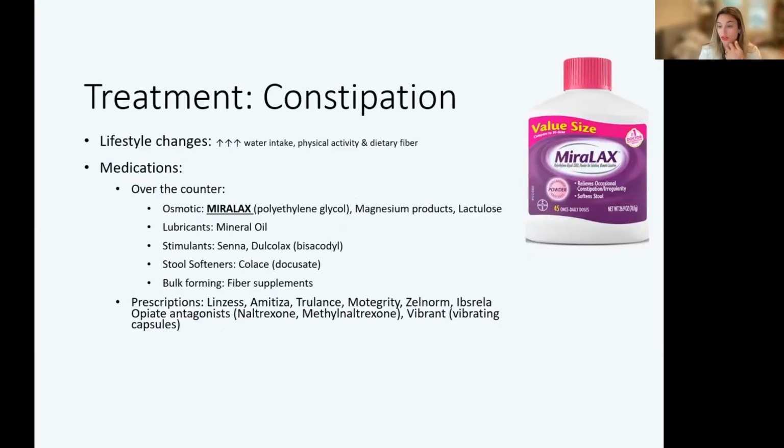Constipation treatments will certainly involve lifestyle changes like increasing water and physical activity, as well as dietary fiber, in addition to a number of over-the-counter and prescription laxatives. Our most common, perhaps, being Miralax or polyethylene glycol solutions, based on the fact that this is an osmotic laxative with a low side effect profile and is very easily and safely self-titratable at home.